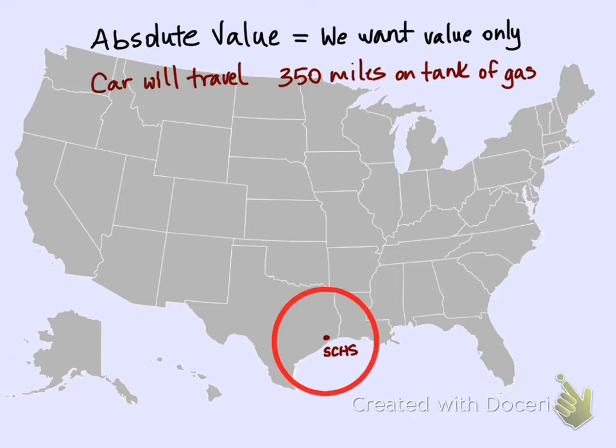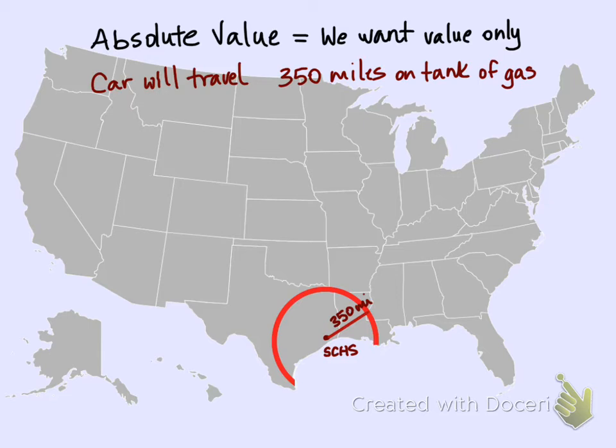Let's draw a circle. Okay, so this is our radius, right? Or this is our circle with a certain radius. And our radius is 350 miles. And you could drive whichever direction you want to. And if you go further than that, further in any of the directions, further than this circle, you're going to run out of gas and you're going to need to put more gas in your car.